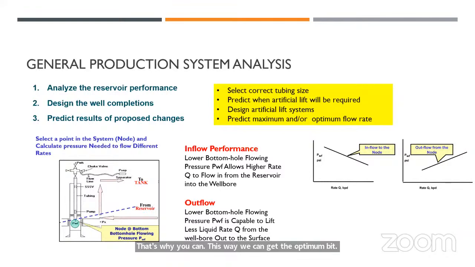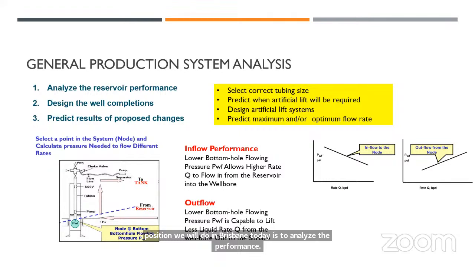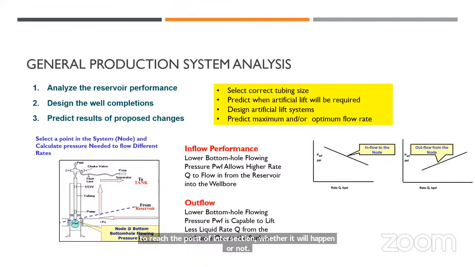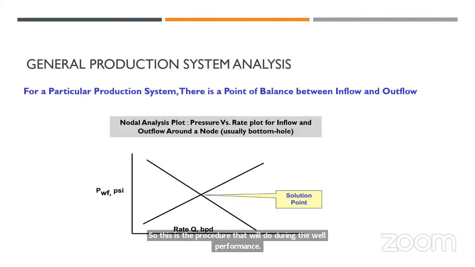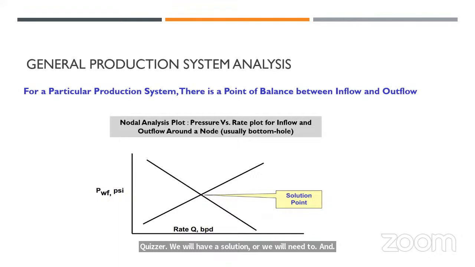So the procedure we will do in Prosper today is to analyze the performance, design the inflow, design the outflow, and try to reach the point of intersection, whether it will happen or not. This is the point at which the well can produce naturally. So this is the procedure that we will do during the well performance. We need to check whether we will have a solution point, or whether we will need to give the fluids additional energy to reach this solution point.